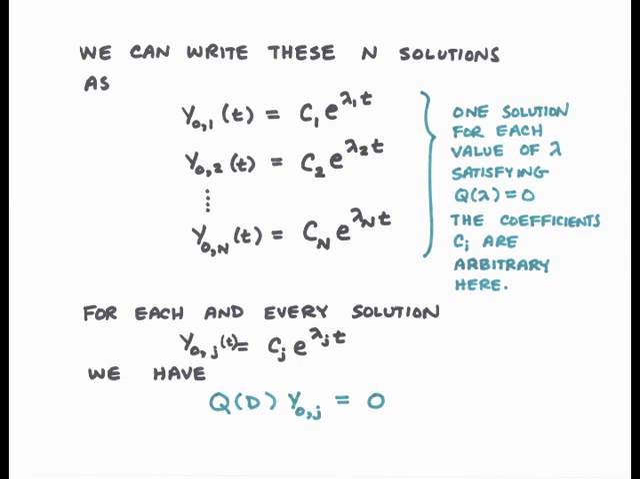Each and every one of these is a solution to our differential equation. So let's pick one, which we'll call y0 sub j. J here is an index, and it could be any value between 1 and n. When we plug this into the differential equation, we'll have q of D times y0 sub j, and that must be equal to 0, since y0 sub j satisfies the differential equation.